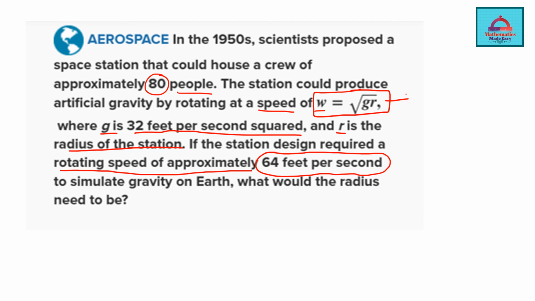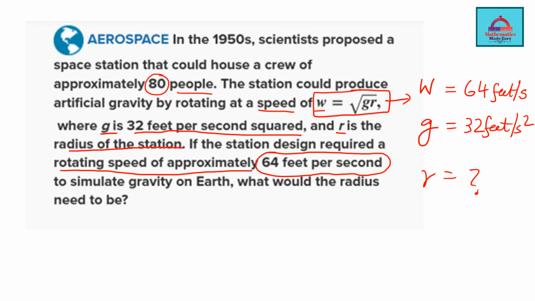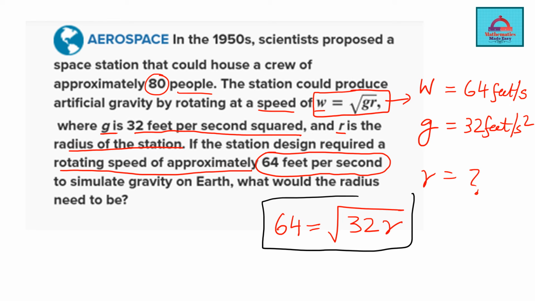So if you see this equation, there are three variables, W, G, and R. G is already given to you, 32 feet per second square. R is what you need to find, and W is given to be the rotating speed, which is 64 feet per second. So let's write the unit also. So these values are given, so we just need to put them in this formula. So 64 is equal to square root of 32 R. From here you need to solve for R. So let's go to the next slide and solve this exponential equation using the power property of equality.